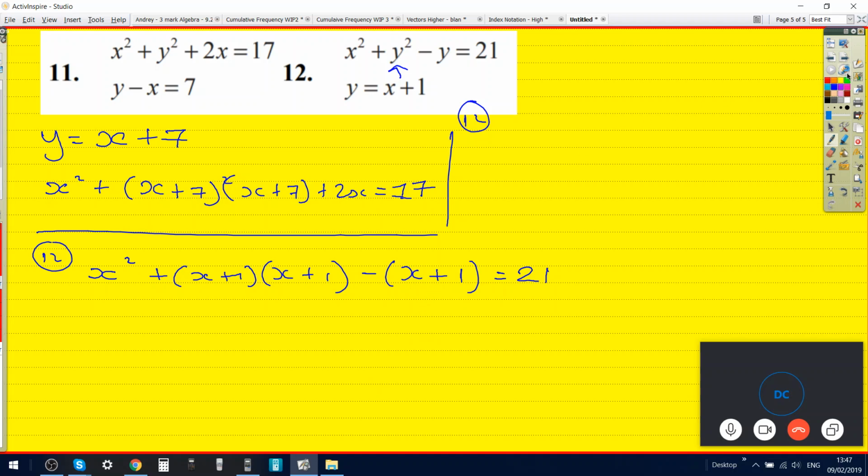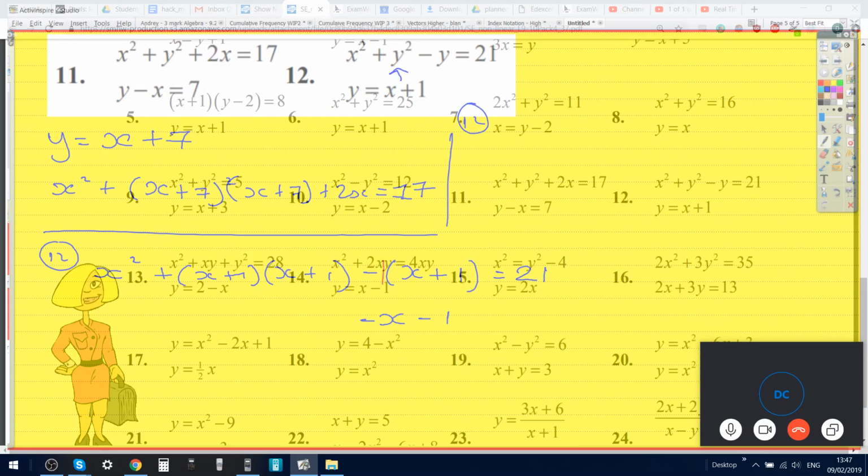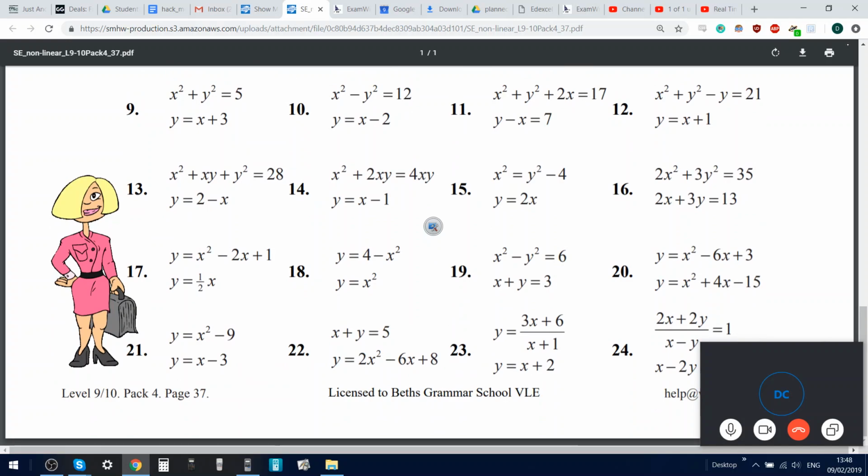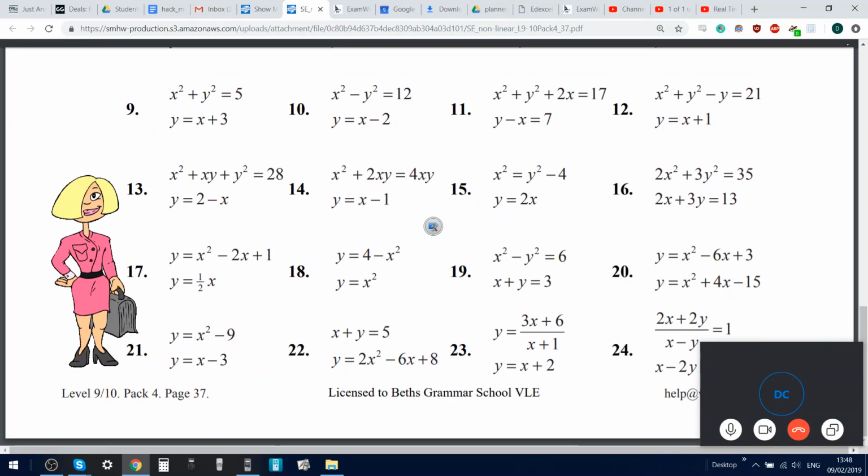Okay. And the way I would maybe just mention is minus x plus 1 is like expanding that bracket with minus 1. And so that part will simplify down to minus x minus 1, and everything else will be the same. I'll note that down. Okay.